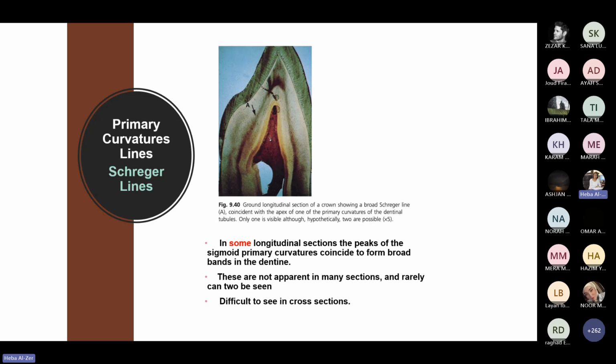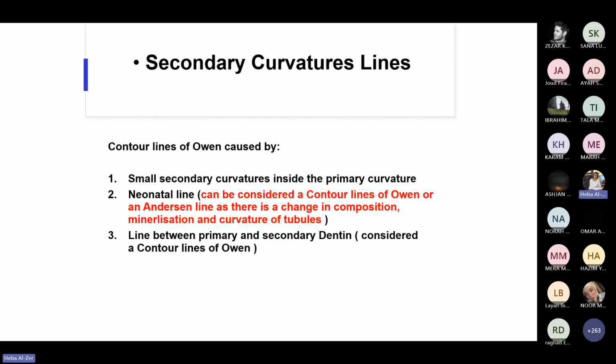They are very hard to see, and we are only going to see one, maximum two. One for the convexity, one for the concavity. And that's it. That is the only line that is associated with the primary curvature. The ones that are associated with the secondary curvatures are called contour lines of Owen.